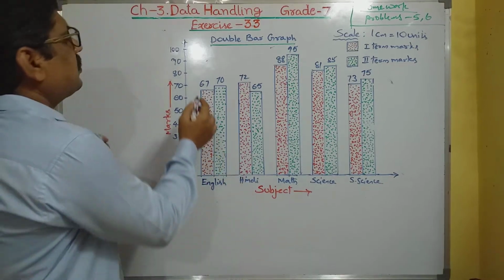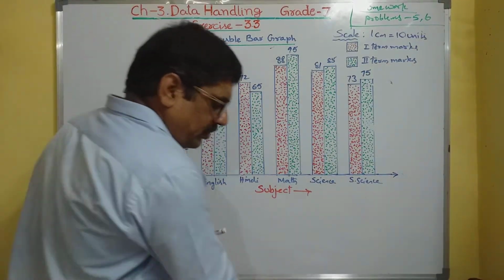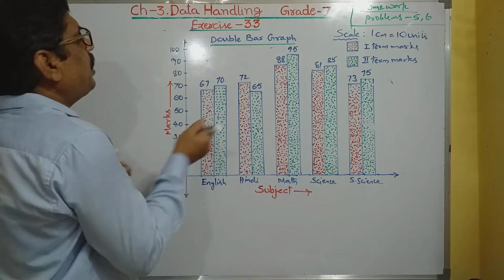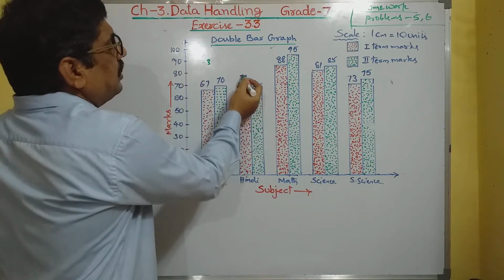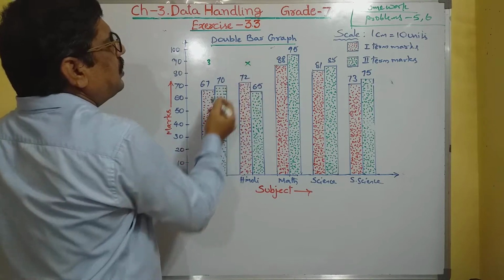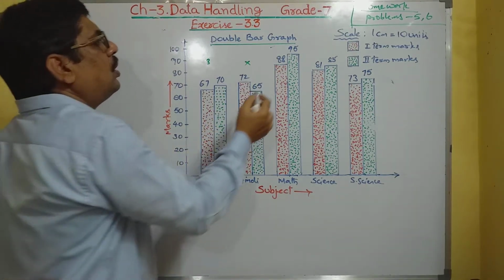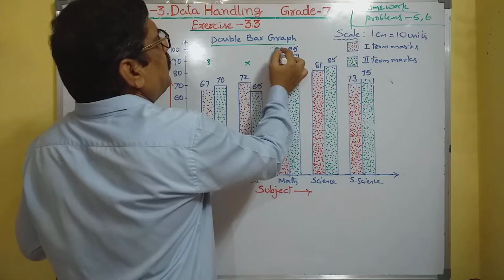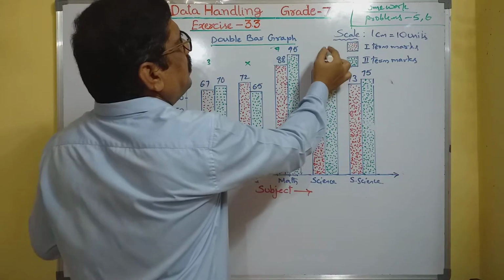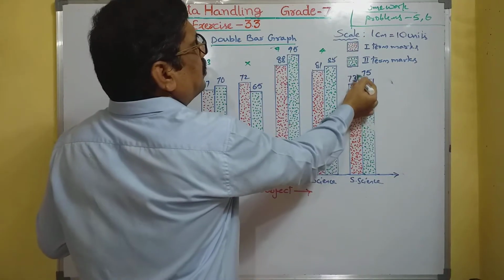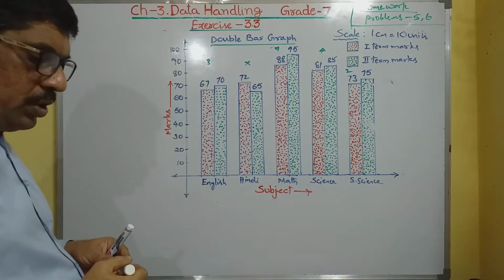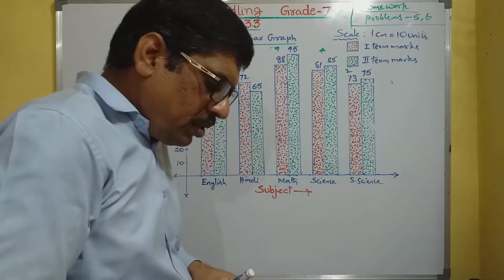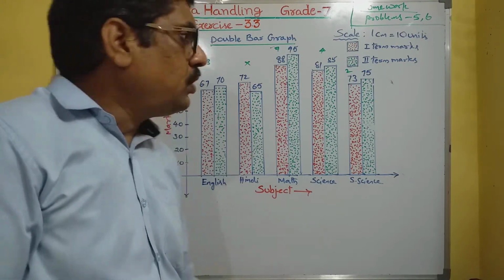See, for example, here 67 to 70. What is the improvement? How many marks increased? 67 to 70 means 3 marks increased. Here 72 to 65. There is no improvement. It has gone down. And here 88 to 95, 7 marks increased. 81 to 85, 4 marks increased. 73 to 75, only 2 marks increased. So, in which subject did he improve a lot?